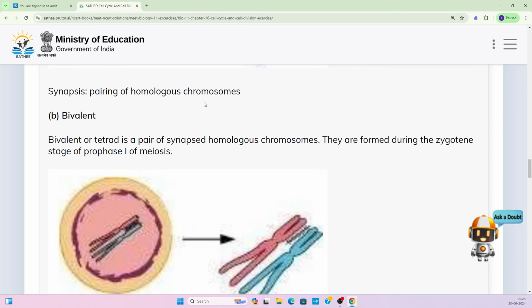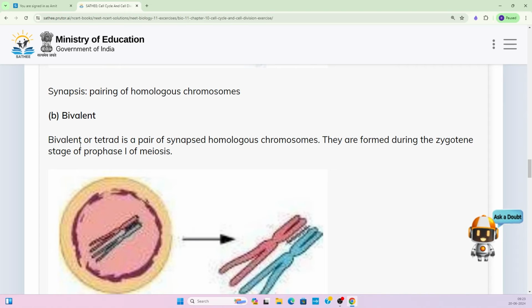Now, bivalent. The bivalent or the tetrad is a pair of synapsed homologous chromosomes. They form during the zygotene stage of prophase 1 of meiosis. You can see each chromosome has been opened and they are showing the two chromatids. So it is showing the bivalent, or tetrad. If you see the whole pair of chromosomes, they have two chromatids each, and in total there is a tetrad.